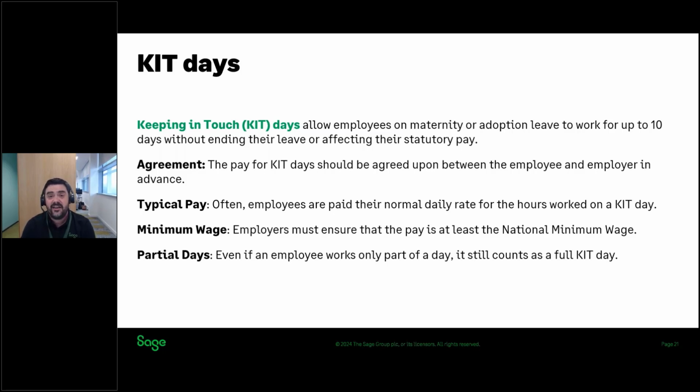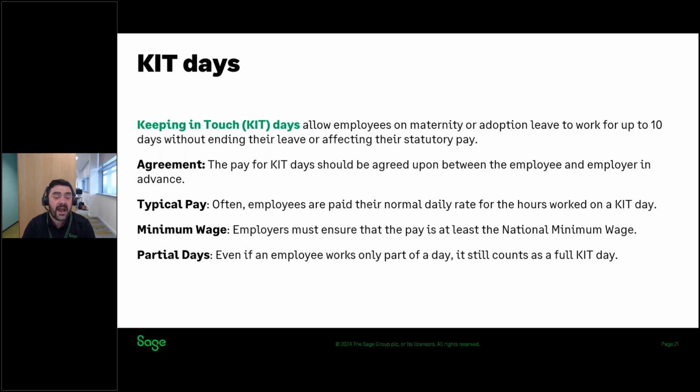So keep in touch days have been designed to allow employees to stay in contact with their employer, maybe to complete some training. And there's kind of 4 principles that I just want to run through to do with those KIT days. So first of all, they do need to be agreed between the employee and employer. So there's no automatic right to them. They would agree whether they're going to take them, when they're going to take them, and that's all agreed in advance. Employees need to be paid for the time that they're actually at work doing these KIT days. So typically they would be paid kind of their normal daily rate or hourly rates for the hours that they've worked on a KIT day.